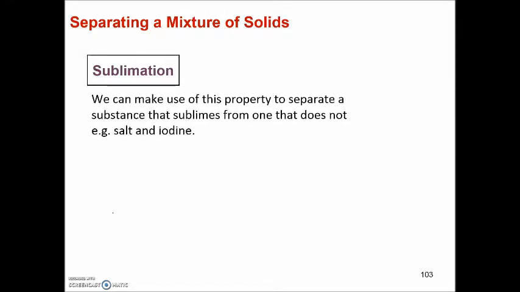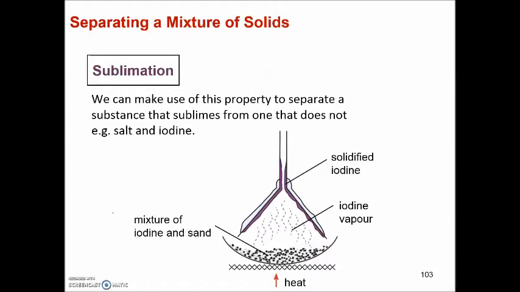So, as the video shows, we can make use of this property to separate a substance that sublimes from one that does not. For example, salt and iodine. So this is what it will look like. The salt will remain as you heat it up in the evaporating dish, and the iodine will sublime, but then again it will deposit. That's the opposite of sublimation. Deposition occurs. It will deposit again as a solid on the cool filter funnel in this case, or any cool surface put above it.